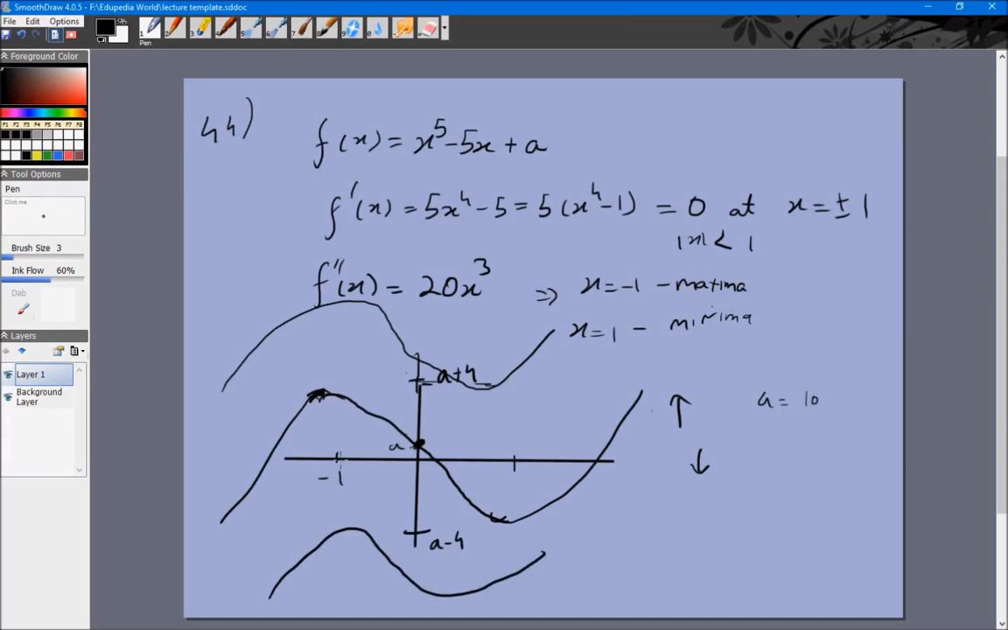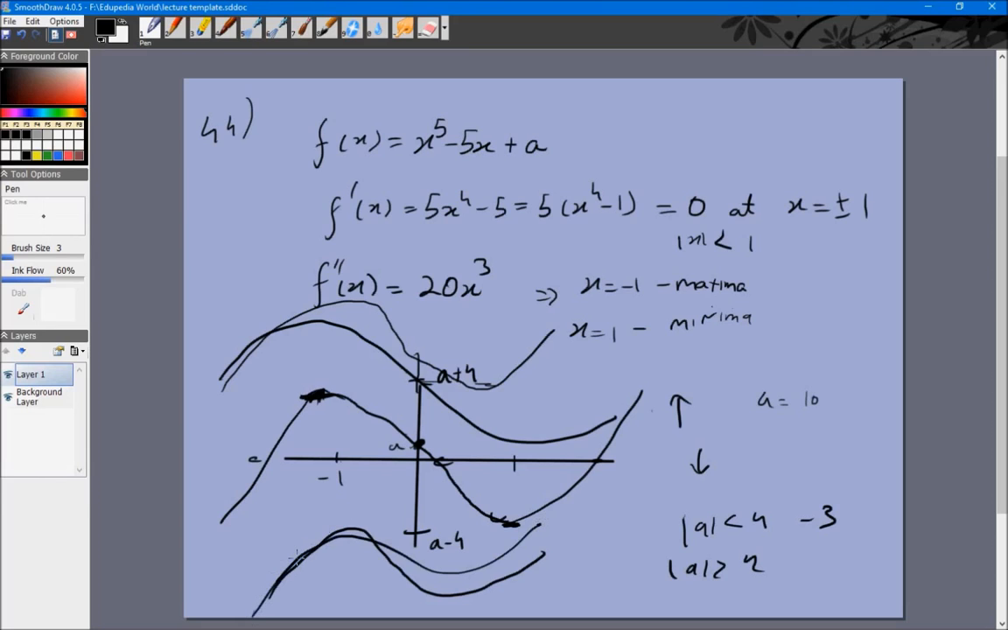And it won't touch the x-axis here. When will that happen? When a plus 4 becomes 0. Right? So as long as mod of a is less than 4, that means a is between 4 and minus 4, you will have 3 points of intersection. But if mod of a is greater than 4, that means a is greater than 4, in which case we'll have something like this. The minimum point will be a positive point. And if a is less than minus 4, the maximum point will still be a negative point. So it will be like this. And you'll have one solution.